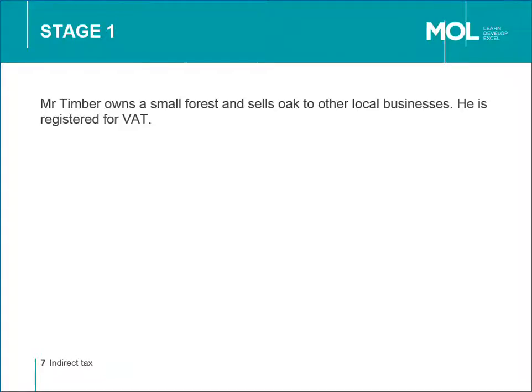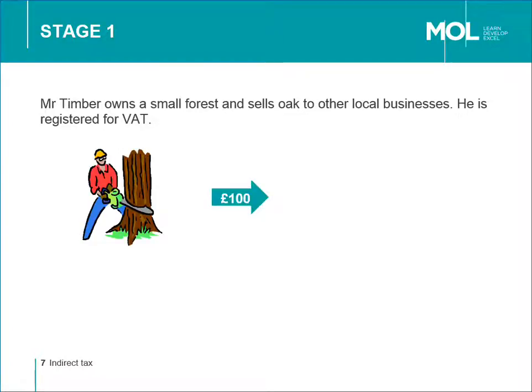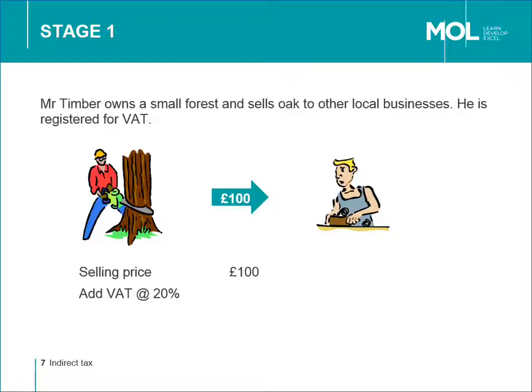Mr. Timber owns a small forest and sells oak to other local businesses. He is registered for VAT. Mr. Timber sells £100 of oak to a local furniture maker. As Mr. Timber is VAT registered, he must add VAT to his selling price. The standard rate of VAT is 20%. Mr. Timber will provide an invoice as follows. Selling price of £100. Add VAT at 20%, £20.